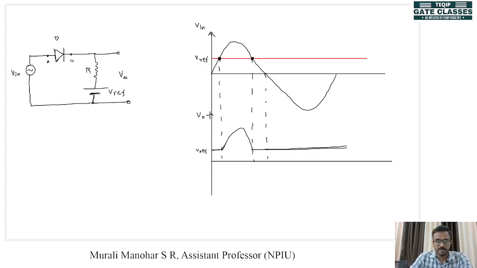So looking at the output, we can now name the circuit, right? What will be the name of the circuit? Our negative half cycle is not visible, that means this is a negative clipper. Since the diode is in series with the Vin, this is a negative series clipper.